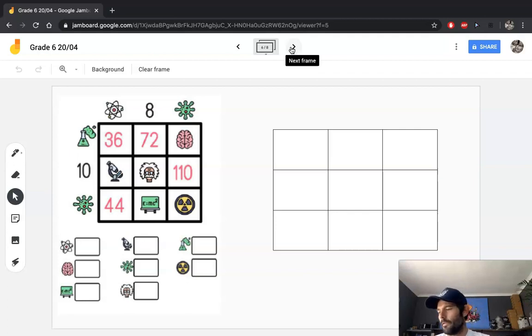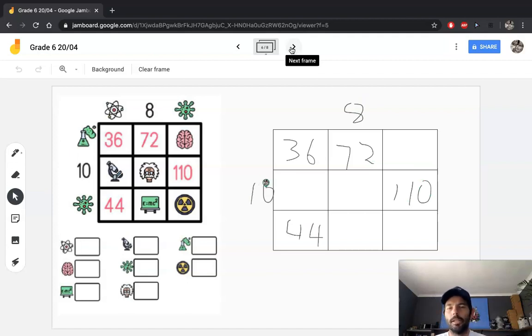All right, so I'm just going to fill in what I know. The first thing I'm looking at is 10 multiplied by 8 is 80. Then I need to look at what I multiplied by 8 to get to this 72. It's 9 times 8 is 72. Then 9 multiplied by what is 36, and that's 9 multiplied by 4.